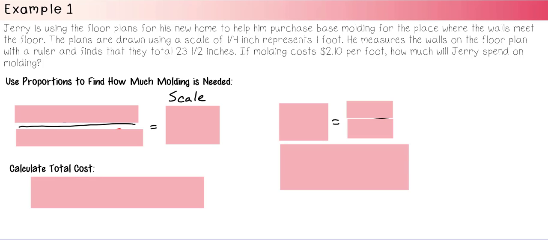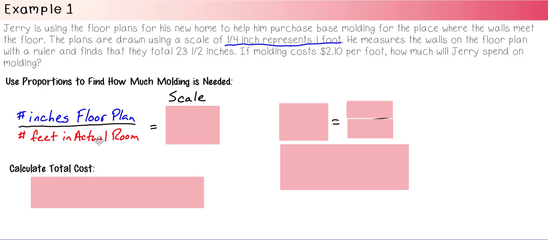So the first thing is we want to set up our proportion. And we're going to use the information from the scale of 1/4 inches to 1 foot. So our top will be the number of inches on the floor plan, and our bottom is going to be the number of feet in the actual room. So he's using a scaled drawing to figure this out. So the scale will be 1/4 inch to 1 foot.